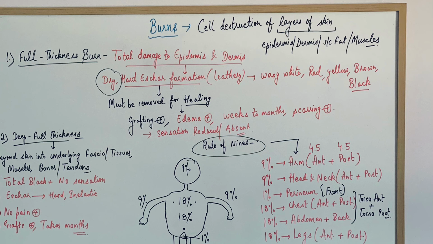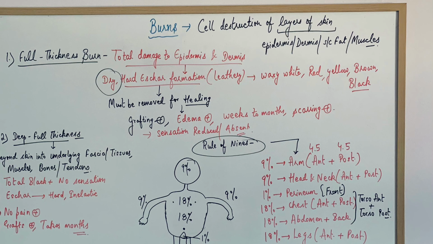full thickness burns. In partial thickness burns, there was damage to the epidermis and part of the dermis. Now in full thickness burn, there will be deeper damage to the deeper layers of skin. So let's first discuss the full thickness burn. In full thickness burn, there will be damage to the epidermis and the full dermis. Because the full dermis is damaged, it will lead to eschar formation. So remember, in full thickness burn there will be eschar formation.